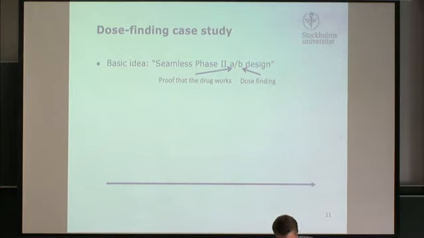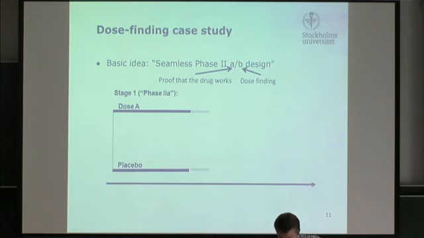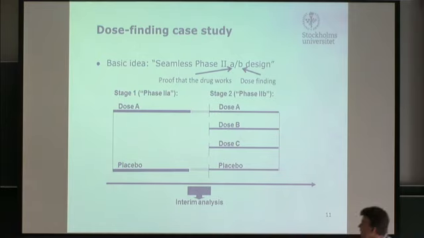And so the basic proposal for the study was to start in phase 2A or stage 1 of the trial with placebo and one dose of the new treatment, and then in an interim analysis to analyze, maybe if there's really no evidence for drug effect, then we would stop for futility, and in stage 2 then perform a dose-finding study with, in this example, 3 doses and placebo.